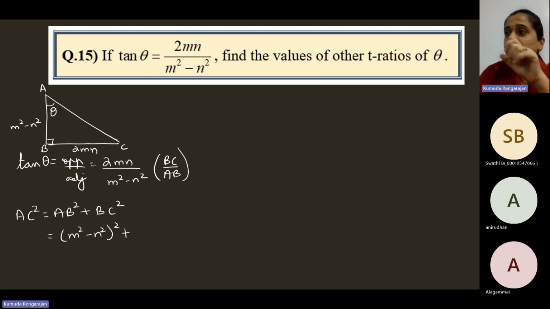What is BC square? BC is 2mn. What is BC square? So what is that? Very good. 4m square n square.